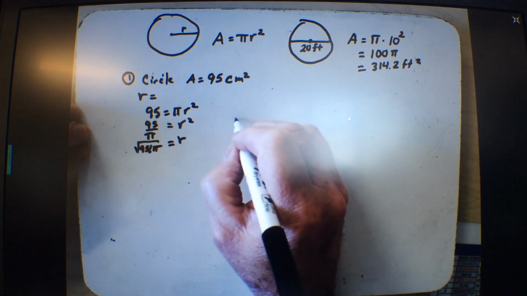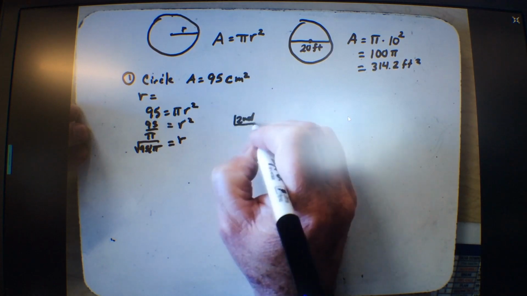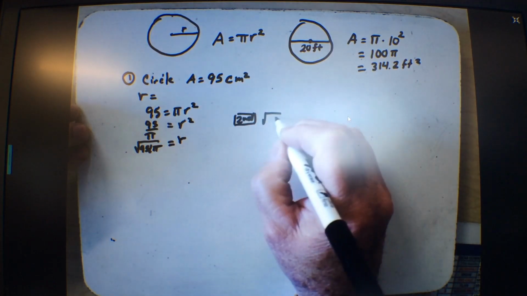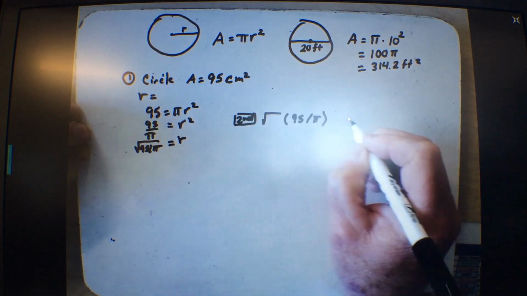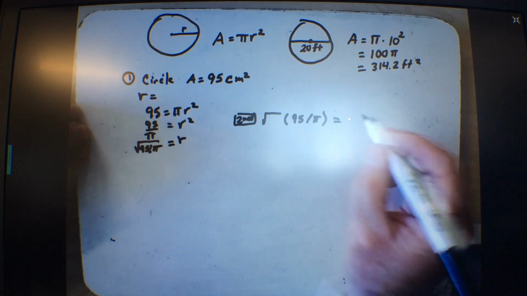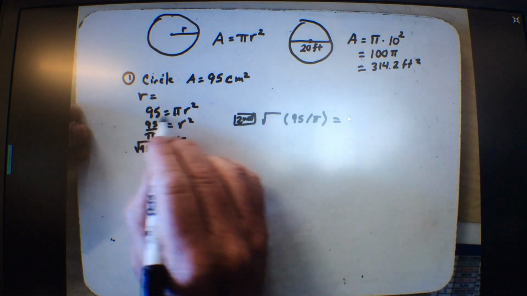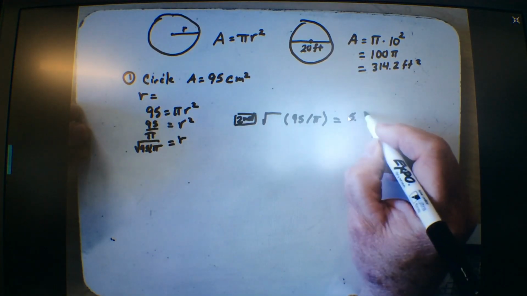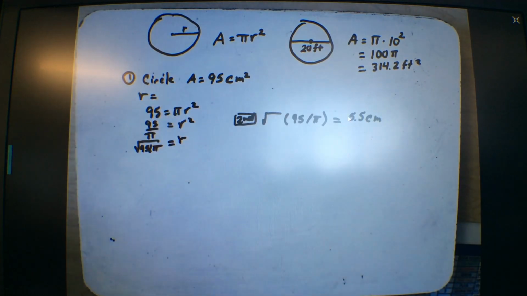Okay? Now, I prefer that you do it on your calculator like this. You do the square root button, which is second something, right? Second whatever. Second square root button, and then you have a parentheses, 95 divided by pi, parentheses, equals. And tell me what that is to the nearest tenth. Is that 95 times pi? No, it's 95 divided by pi, because you have to divide by pi. 5.5. It's 5.5 what? Centimeters. Centimeters, okay? So you can do the reverse. Do we understand that? Yeah.